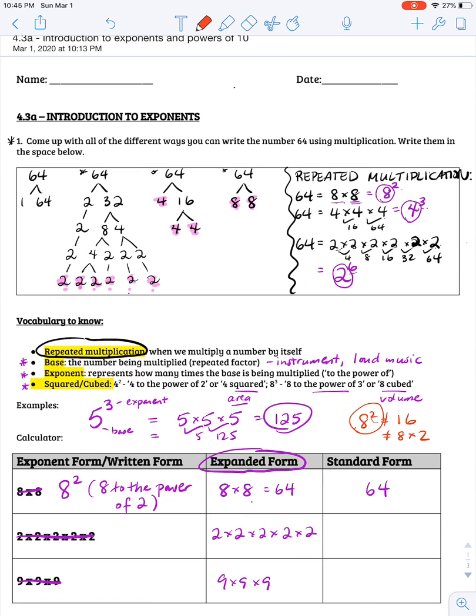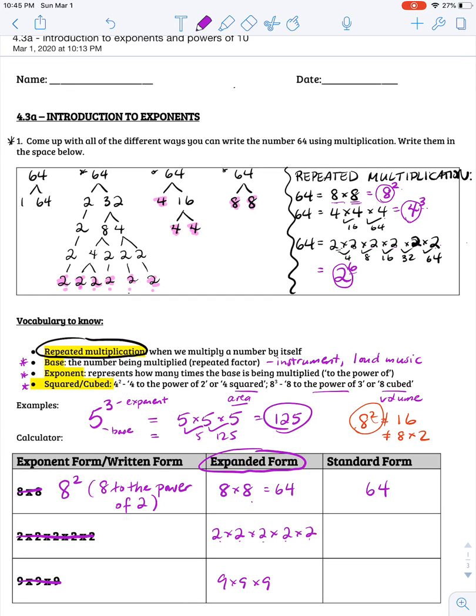The next example here, we'll go back to purple. The next example here, you have 2 times 2 times 2 times 2 times 2. Okay, so I want you to figure out what the exponent form and the written form is for this, and then the standard form. So I invite you to pause the recording now and figure out the last 2 examples and then resume the recording when you're finished. I am going to continue now.